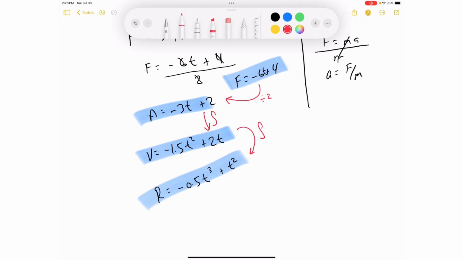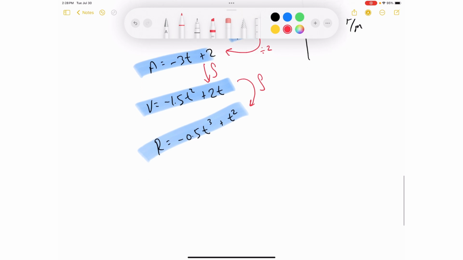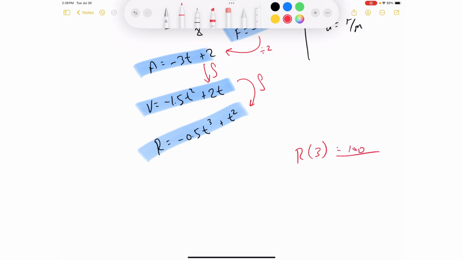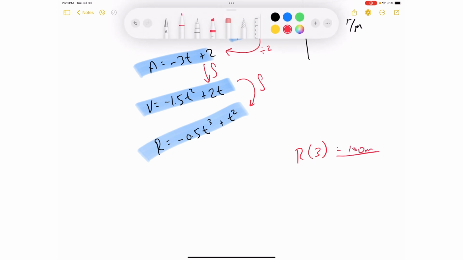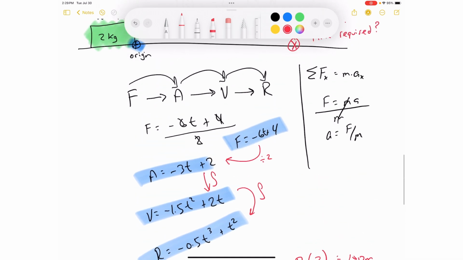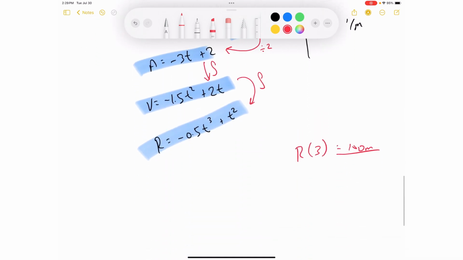So the question is, if you knew r, you could pass in a time, like 3 seconds, and it'll tell me I went 100 meters or something like that. The problem is I don't know what the time is when it reaches its highest point.